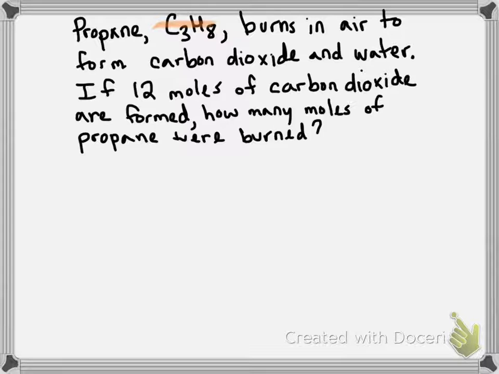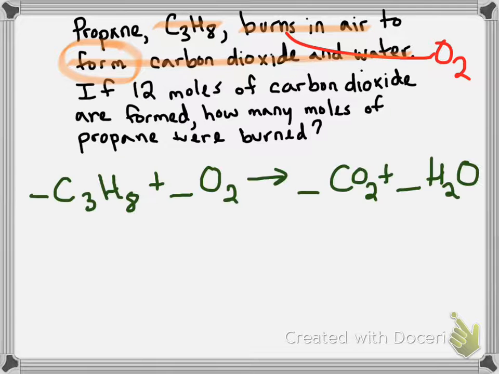We're given propane and it burns in air. Again, when we see burns in air, that means it's reacting with oxygen gas, O2, to form carbon dioxide and water. So these are the products, carbon dioxide and water. Take a minute, try and write this balanced equation. Here I have written the unbalanced equation, so make sure yours is correct, and then try and balance it. Pause the video.